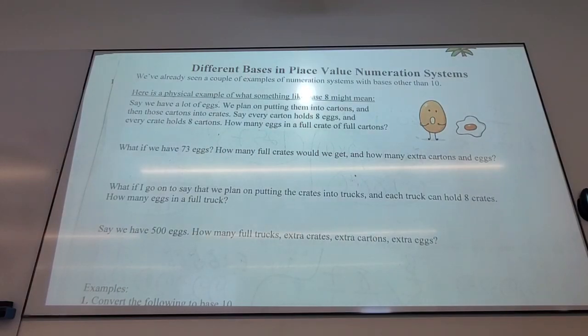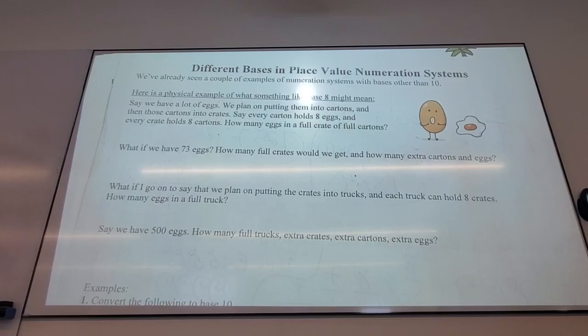Okay. What if we have 73 eggs? I forgot, I added in crate. Every crate holds 8 cartons. So every carton holds 8 eggs. Every crate holds 8 cartons. With me? So how many eggs would a full crate hold? 64. Every carton has 8. Every crate has 8. 8 times 8, 64 eggs.